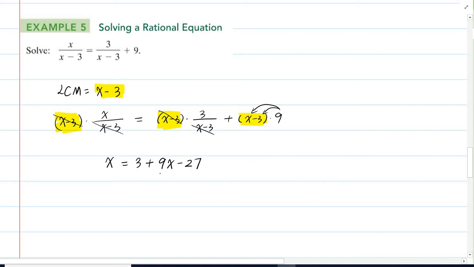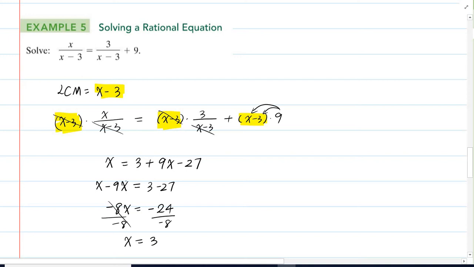Okay. Now, again, you can subtract 9x from both sides, and then you're going to have negative 8x, or you can just move it around, whatever you feel comfortable with. So you're going to have x minus 9x, because it goes to the other side and becomes negative, and then you're going to have a 3 minus 27. So here, let's simplify this. That will be negative 8x equal to negative 24. So we're going to divide by negative 8 on both sides. So we're going to have x equal to positive 3.